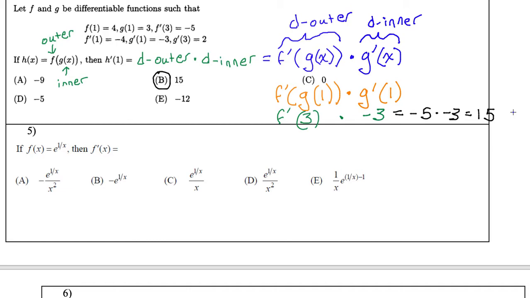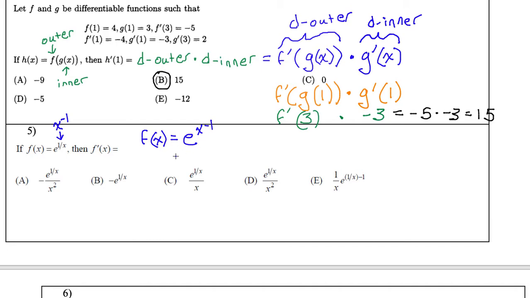Number 5. So if we have this e to the power of 1 over x for our function, then I'm taking the derivative. So we know that 1 over x can be rewritten as x to the power of negative 1. Which means f of x can be rewritten as e to the power of, instead of 1 over x, it's now x to the negative 1. So e to the power of x to the power of negative 1. So there's like a tree here of powers.